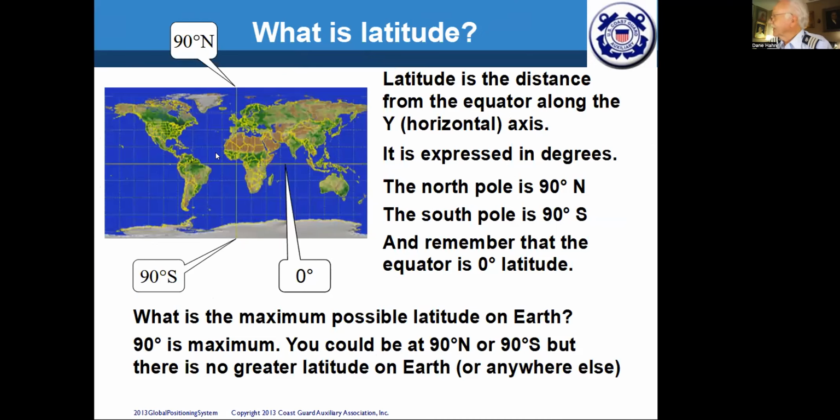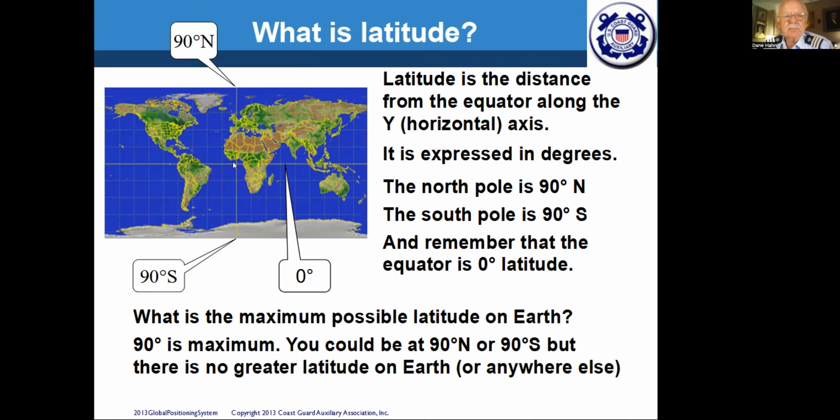But what is latitude? Well, latitude is the distance from the equator along the horizontal axis. This is the equator, and it is the horizontal axis. It's 0 degrees, and the numbers go up as you go up, and they go up as you go down, just to keep you on your toes. So the North Pole is 90 degrees north, and the South Pole is 90 degrees south. The equator is at 0.